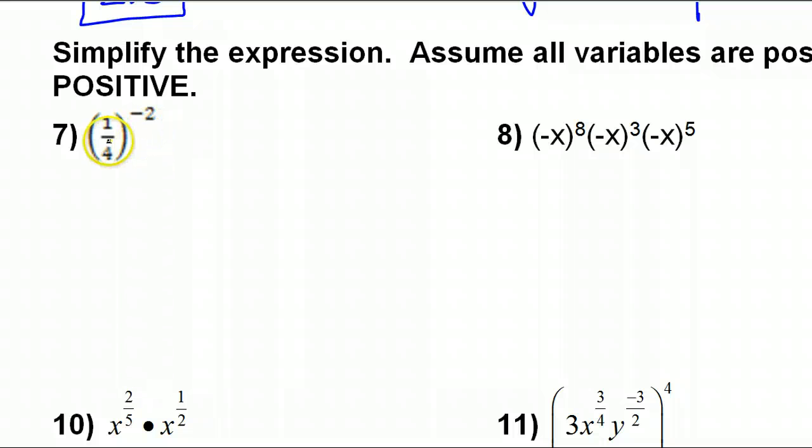Number 7. The easiest way to deal with a fraction that has a negative exponent is to take the reciprocal of the fraction and make the exponent positive. So 1 over 4, the reciprocal is 4 over 1, but of course 4 over 1 is just 4. So 1/4 to the negative 2 power is the same thing as 4 over 1 to the positive 2 power, which of course is 16.